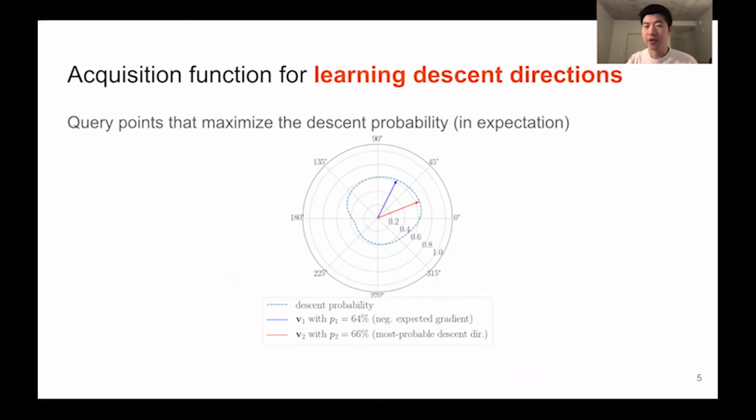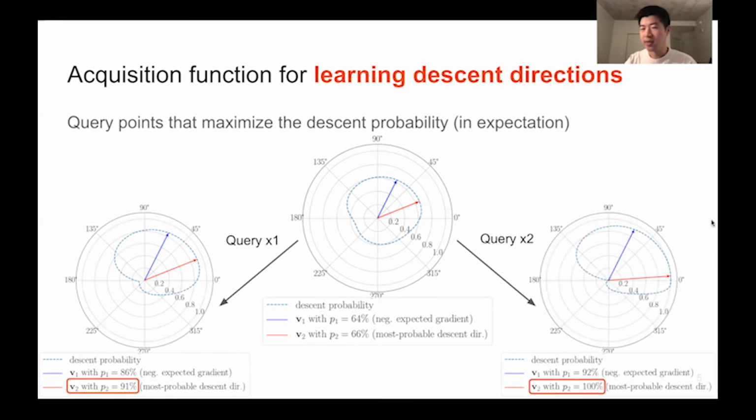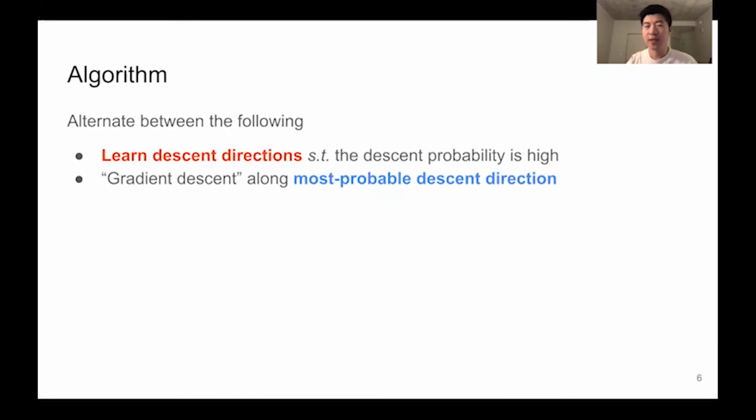Next, in this slide, I'm going to show you our acquisition function for learning the descent direction. The idea is that we want to query points that maximize the descent probability in expectation. Suppose at some point we have the following two choices. We can either query x1, in which case the descent probability increases to 91%, or we can query x2, in which case the descent probability increases to 100%. So in this case, obviously we want to query x2 because the model has higher confidence in descending the objective. So that completes our algorithm.